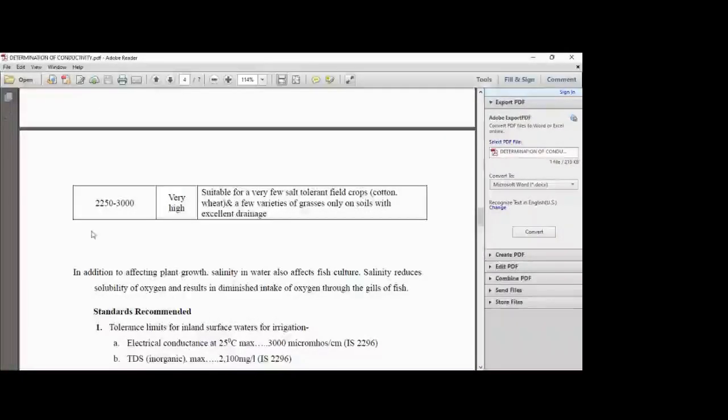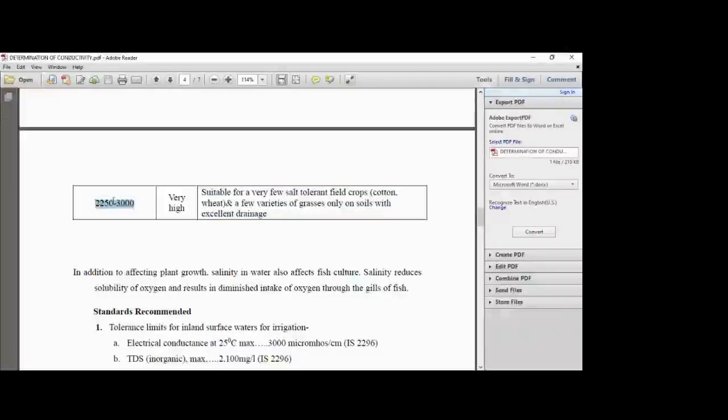Even for an electrical conductivity value in the range of 2250 to 3000, it is very highly saline, and it is suitable for very few salt tolerant crops, for example cotton and wheat, and for very few varieties of grasses only.